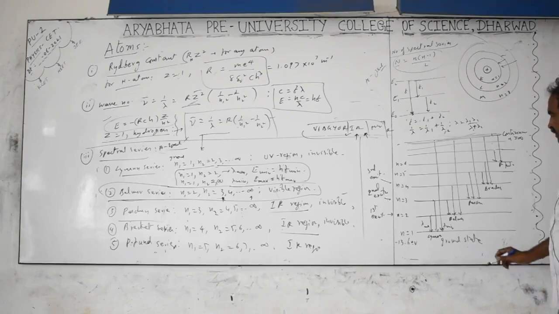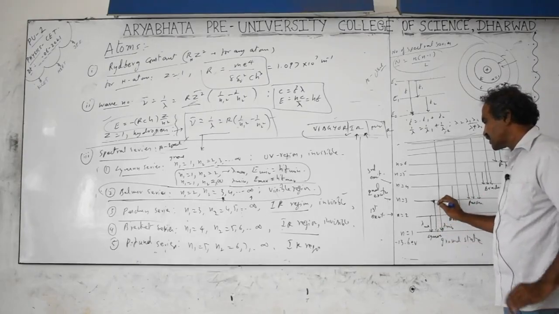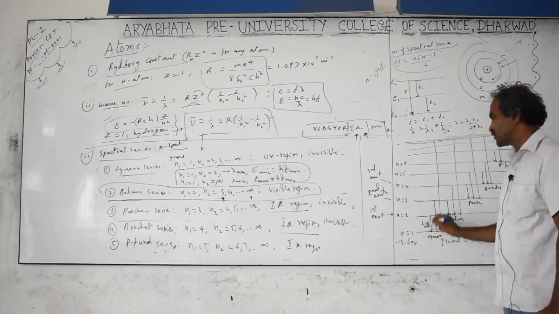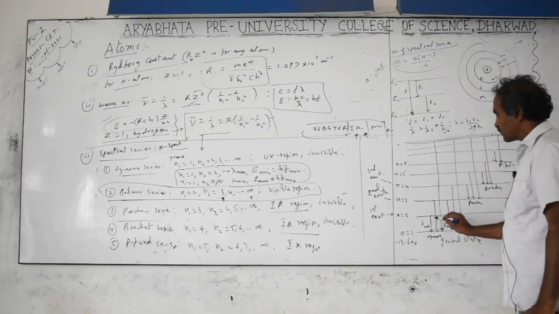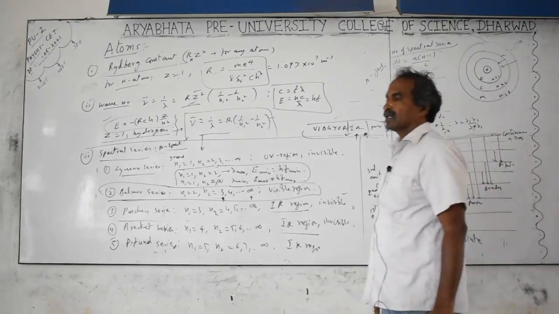Next, if you are taking the electron from one energy level to another energy level, it is called the excitation energy, the difference in energy you have to supply. And if you are taking the electron from any energy level to infinity, it is called ionization.